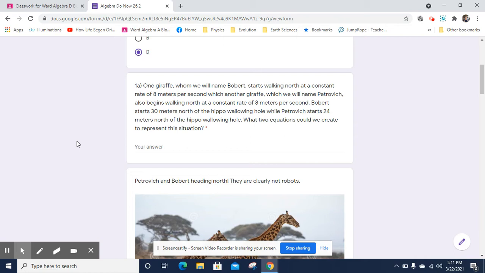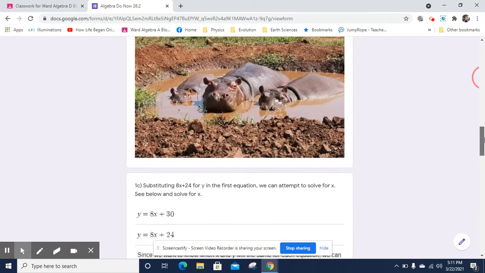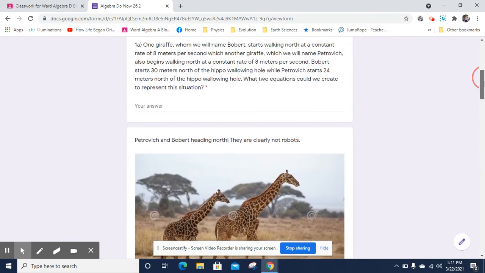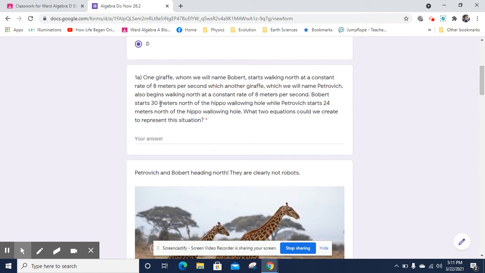Bobbert starts 30 meters north of the hippo wallowing hole. And I'll show you the hippo wallowing hole now. Of course, there's the hippo wallowing hole. It's a very relaxing place to be. Okay, so Bobbert started 30 meters north of the hippo wallowing hole, and Petrovich started 24 meters north.